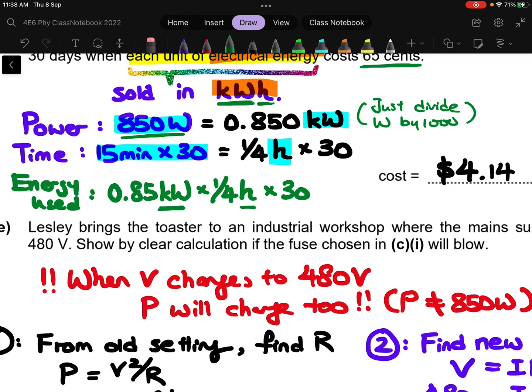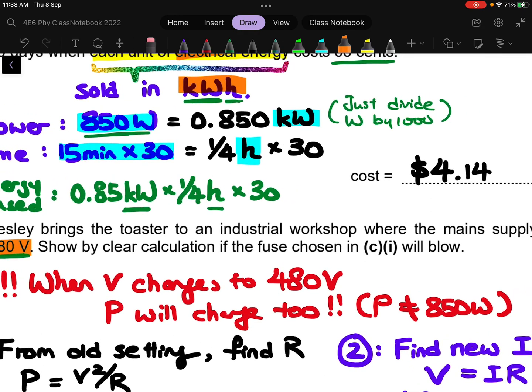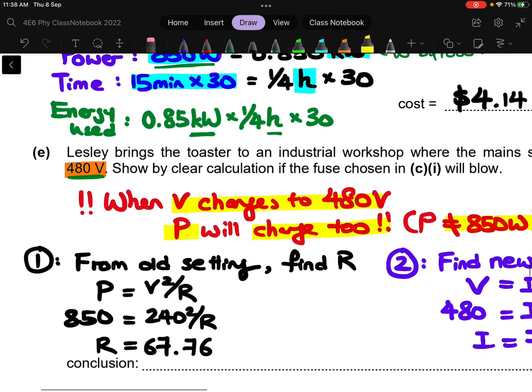Now for the last question, which most of you got wrong, it is because you are still using the same power rating, which is 850 W, when the voltage has been changed to 480 V. So you need to remember that when your input voltage has changed, your output power must change as well, right? It is no longer 850 W. So how do you find the new power? You need to realize that whether it is old setting or new setting, the resistance of the toaster is going to be constant, whether you have a high input voltage or low input voltage.